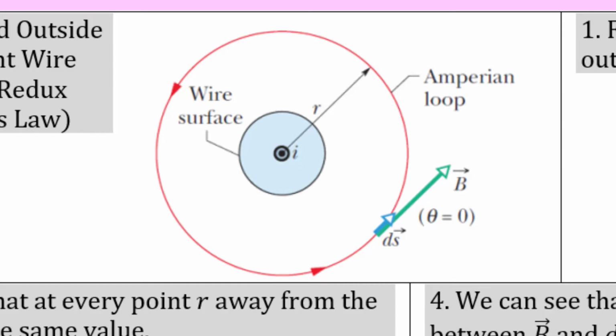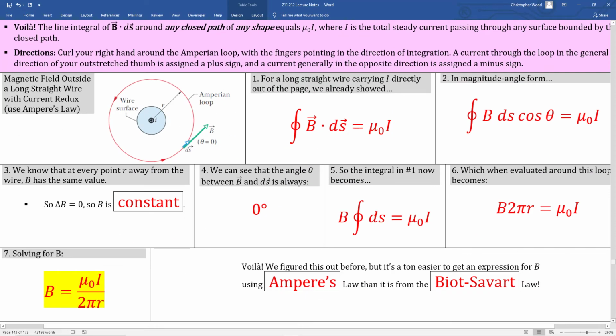The Amperian loop refers to an imaginary loop that is sized to coincide with the point that we're interested in investigating. There's my ds vector and its associated magnetic field vector B. Again, theta equals 0. There it is. Box 1, we start with Ampere's law. Box 2, same thing, only use magnitude angle form.